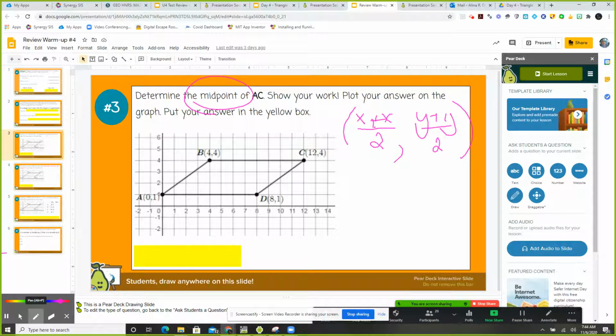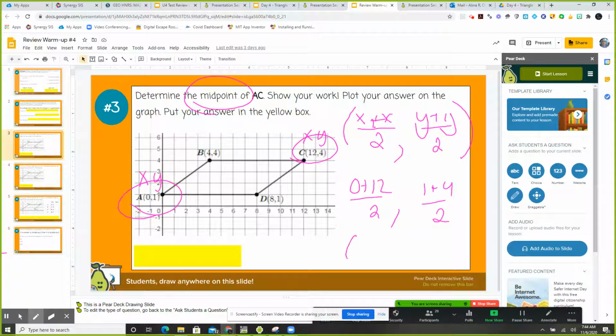Boom. So I'm going from A to C. I've got x and then y and x and then y. So I add my x's, 0 plus 12 divided by 2, and add my y's, 1 plus 4 divided by 2. And I end up with an ordered pair of 6 and 5 halves. And if I plot that, right 6, up 1, 2 and a half, that kind of looks like the midpoint.